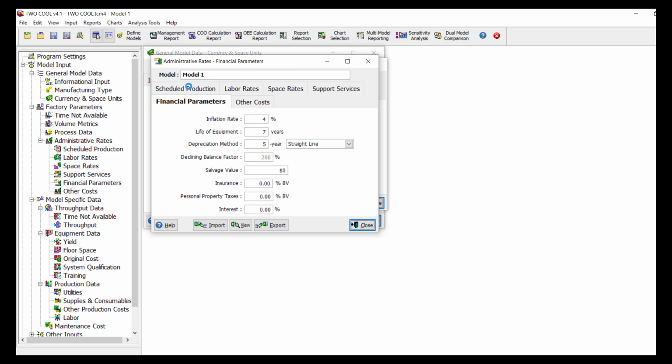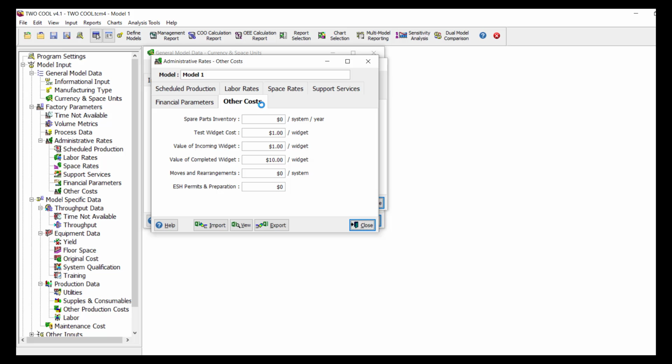We'll make a few changes to the financial parameters area. Your company estimates that for the life of the equipment, 10 years, inflation will stay low. We also need to add the insurance and property tax values. Lastly, we have the Other Cost tab. Let's update the yield costing values, and that finished the factory parameters section.